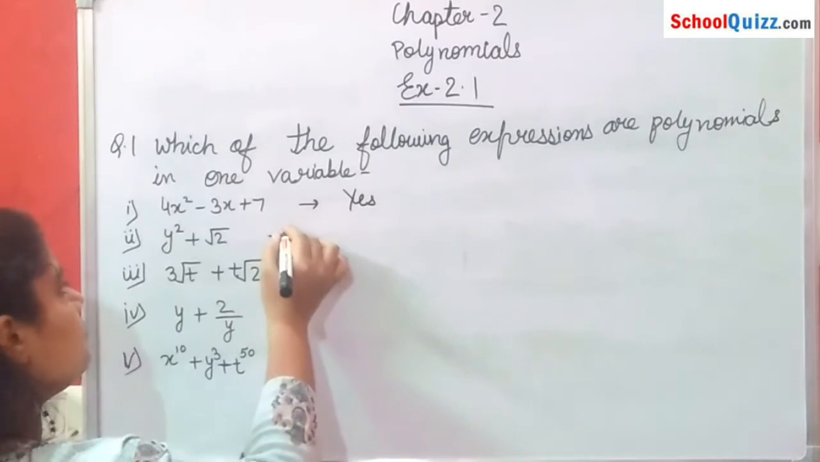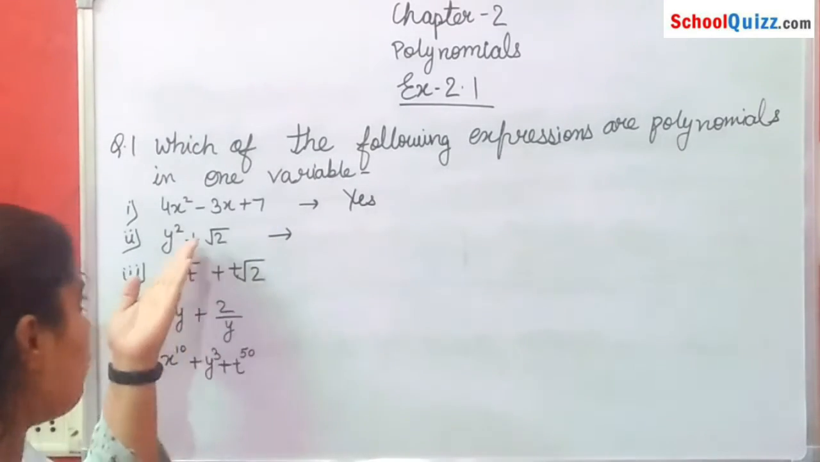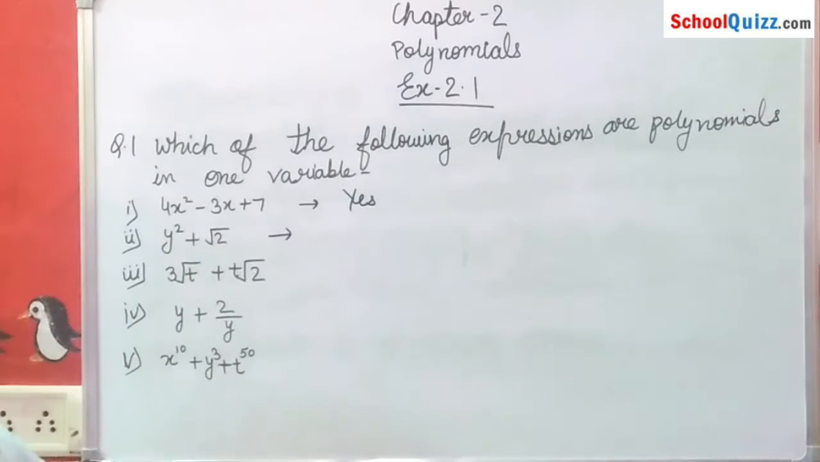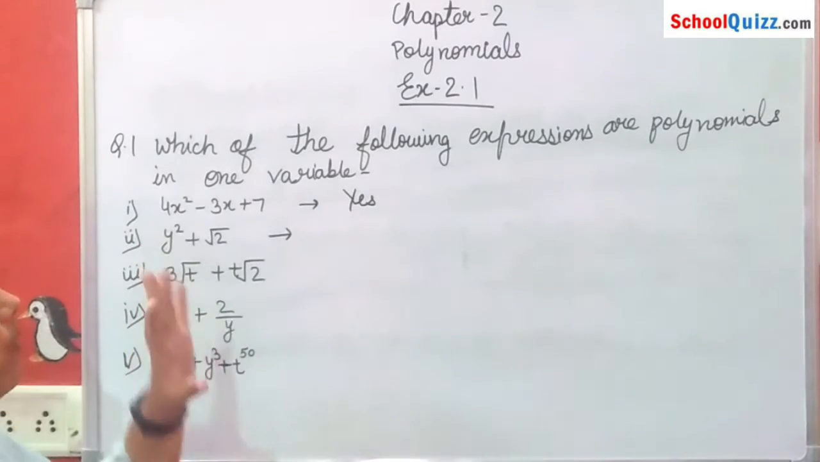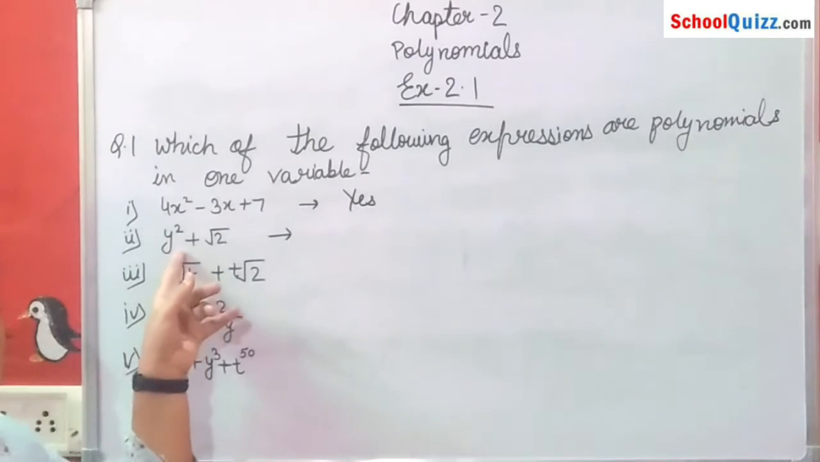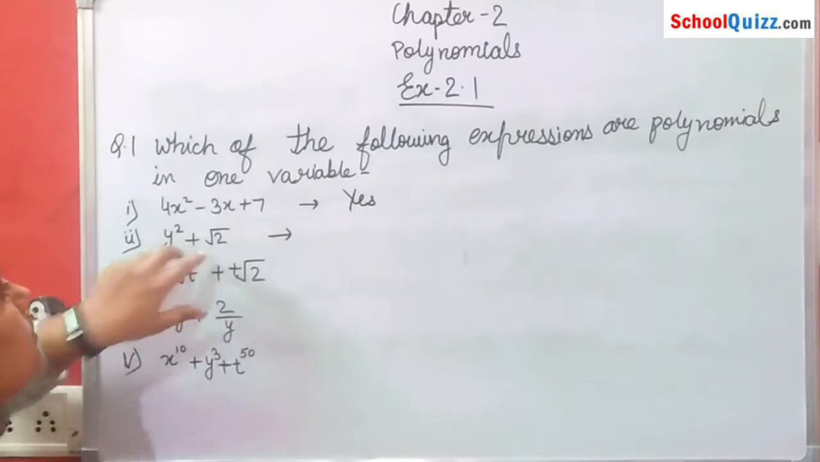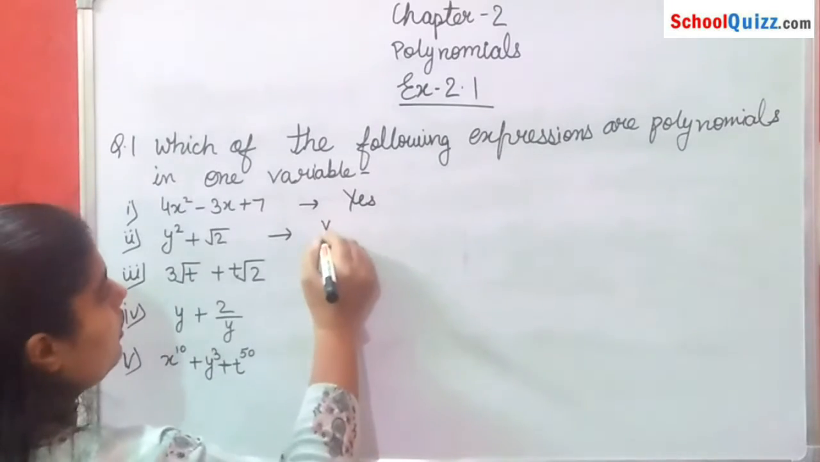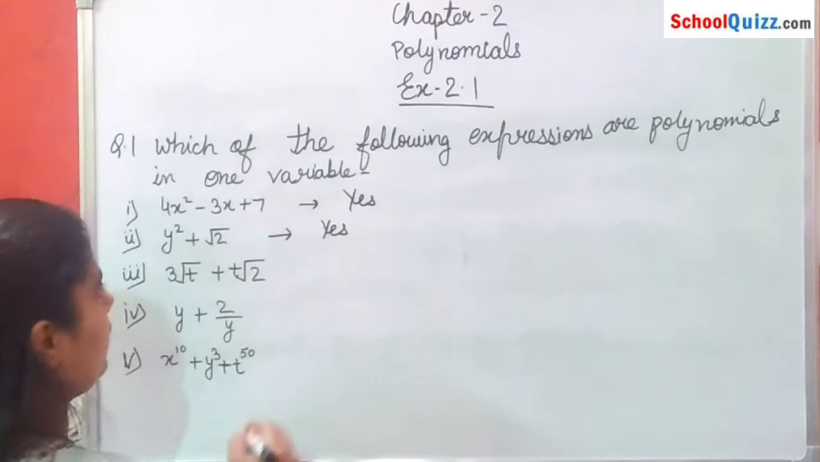Similarly in the second, y square plus root 2. Only one type of variable is used, that is y, in the expression. So this one is also a polynomial in one variable.